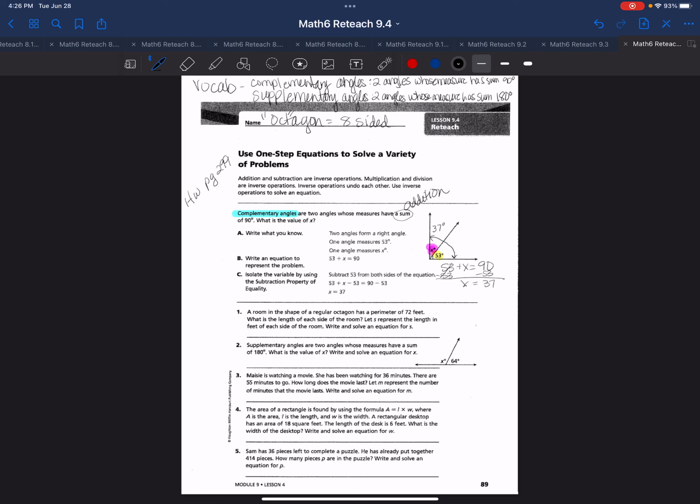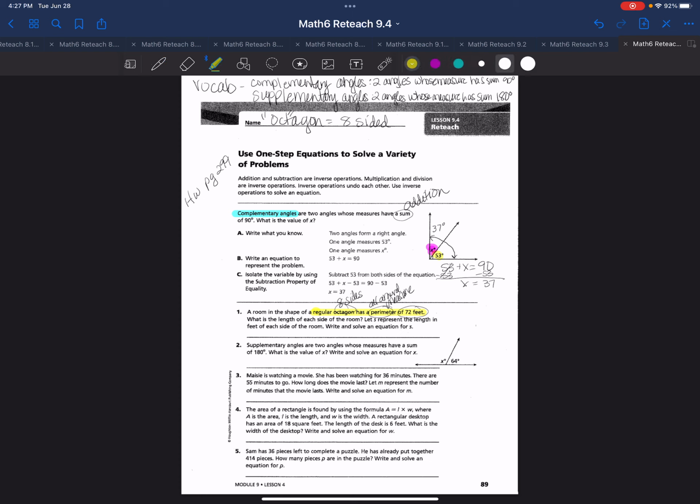Let's look at question 1. A room in the shape of a regular octagon has a perimeter of 72. The key words here are octagon, perimeter, and 72. The perimeter means the all-around measure. And we know that the octagon has 8 sides. The total perimeter would be 72 feet. What is the length of each side of the room?